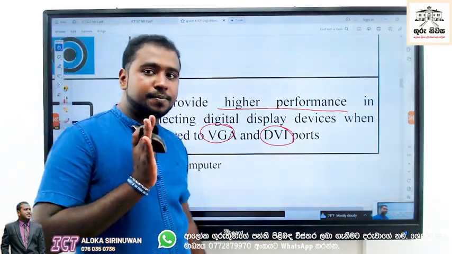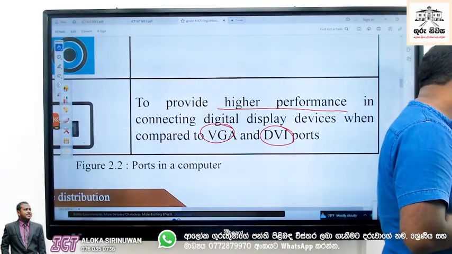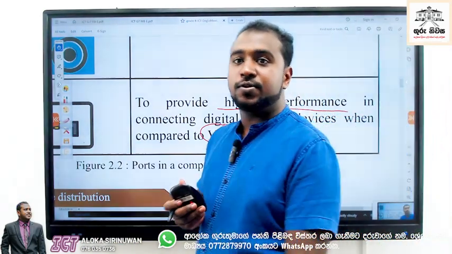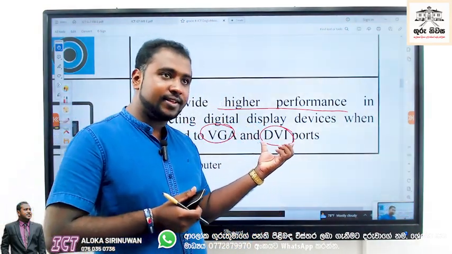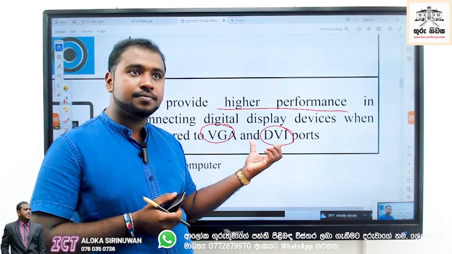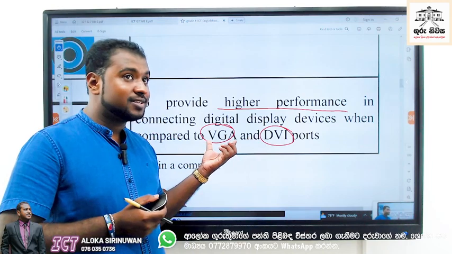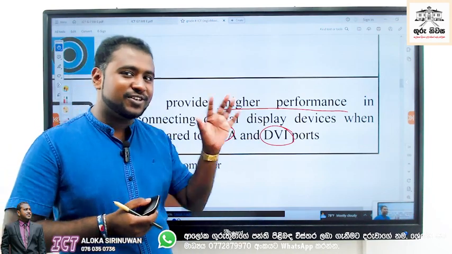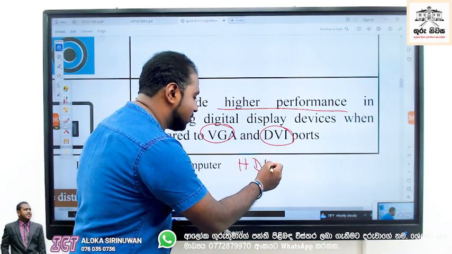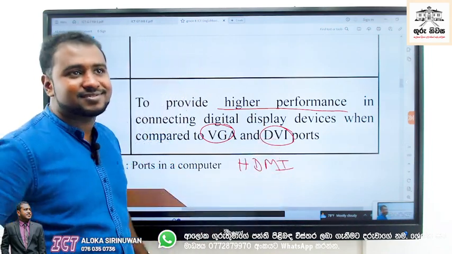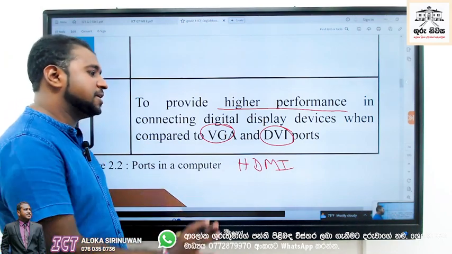Raise your hand if you have a laptop. Yes. So look. Do you have a DVI port in your laptop? Can you find a DVI port in your laptop? No. And a VGA port? No. You definitely have, but only an HDMI port. Yes, sir, you can have only an HDMI port.